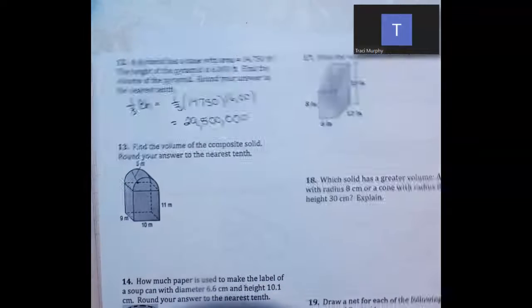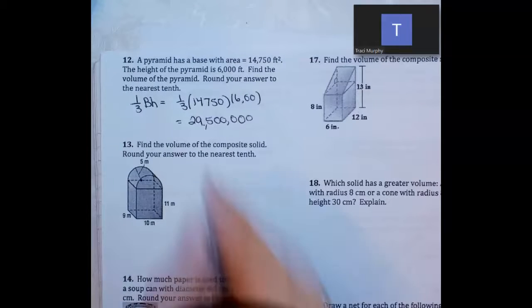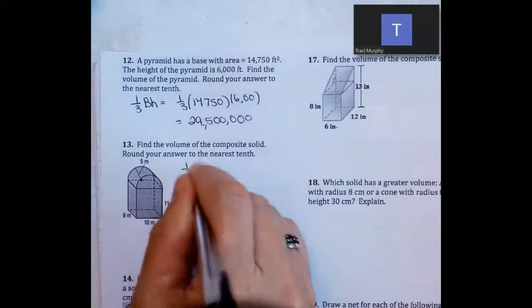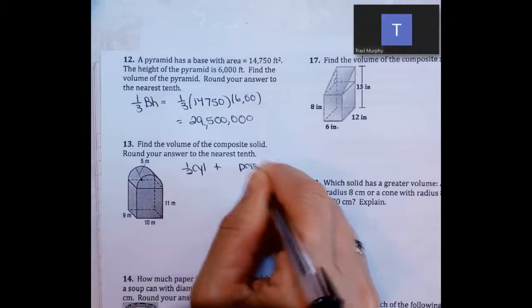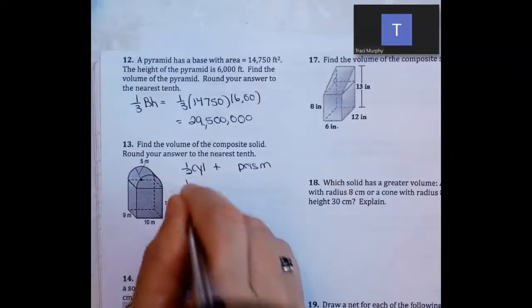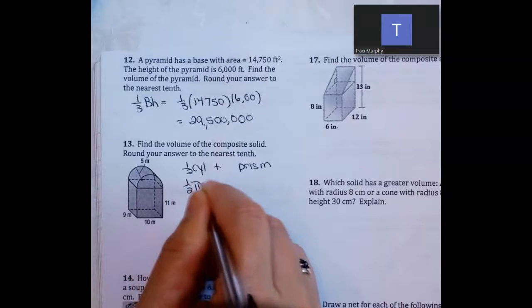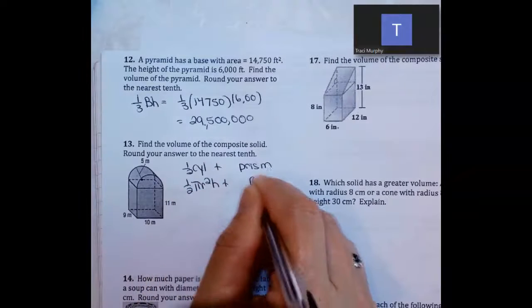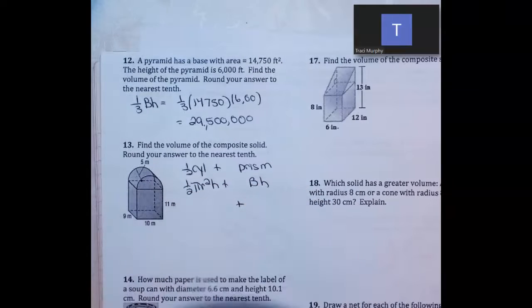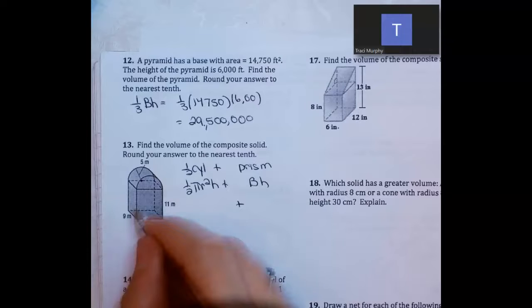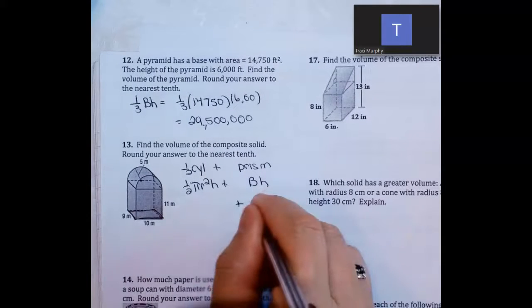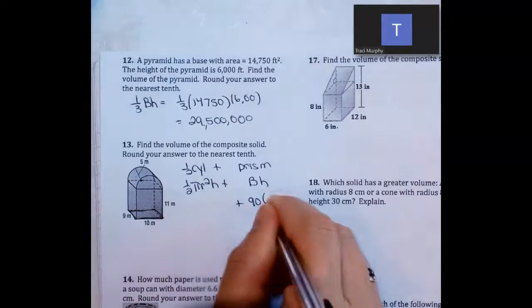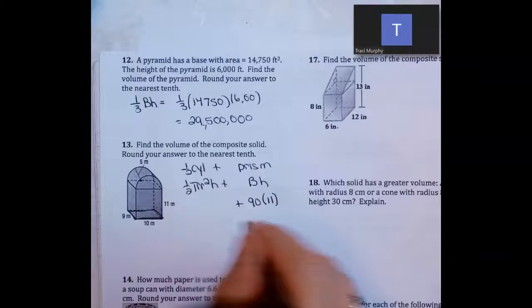Okay, the next one, I'm looking for the volume of the composite figure. I see half of a cylinder on the top, and I see a prism on the bottom. So we've got 1/2 pi r squared h plus big B times h. I'm going to start with that prism. Big B is the area of the base. The base right there is that rectangle that's 9 by 10, so its area is 90, and the overall height is 11.